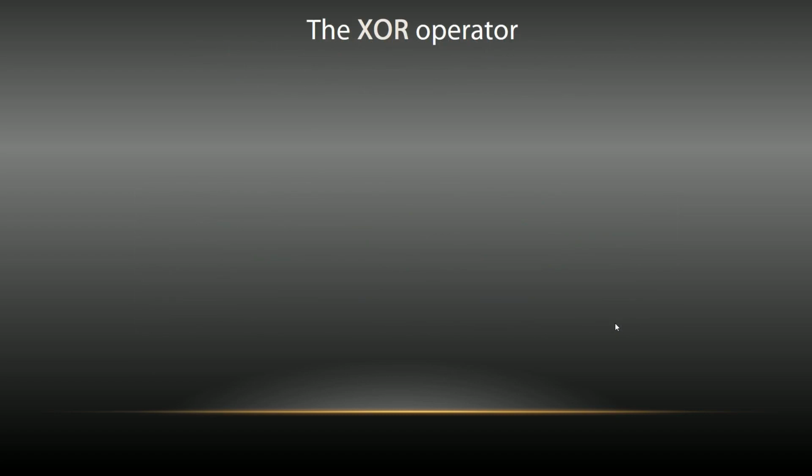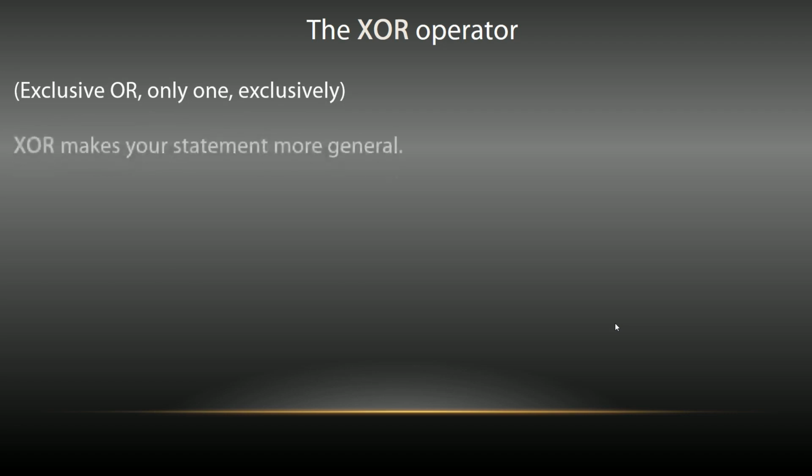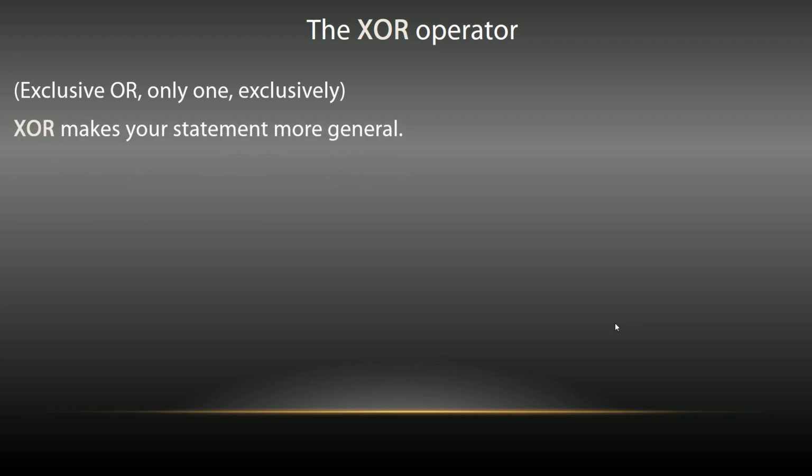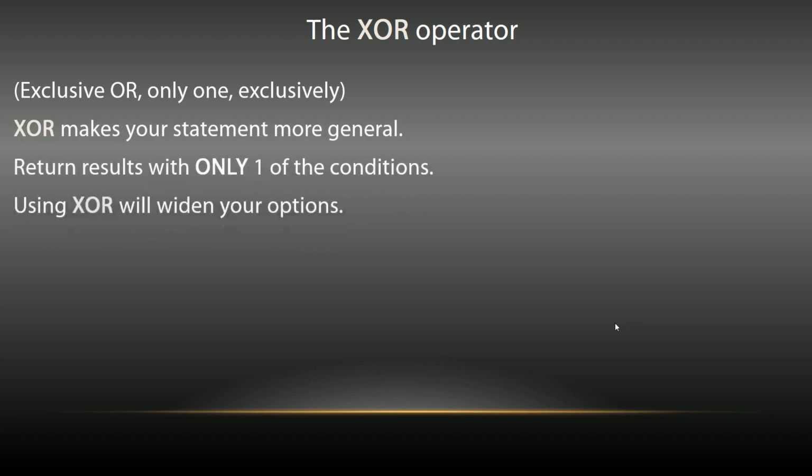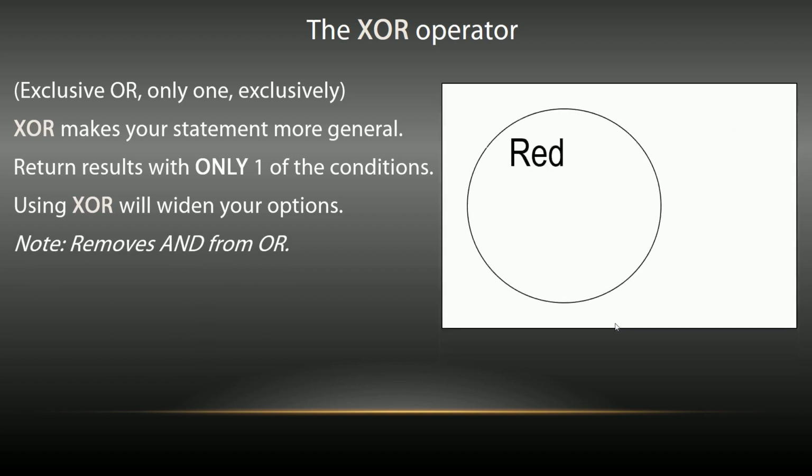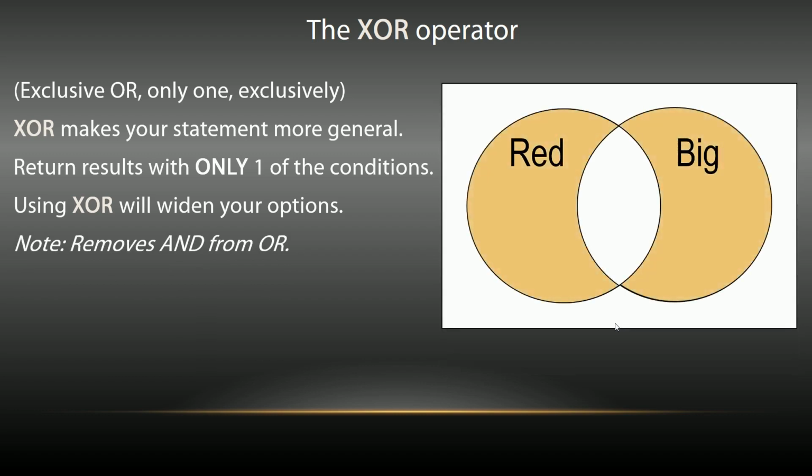If you ever need to do XOR, okay, so XOR is the same as OR, except it doesn't include both. XOR means exclusive OR, okay, so only one exclusively, so one or the other can occur, but not at the same time. And XOR makes your statement more general, so it returns a result if only one of the conditions is true. Using XOR will widen your options, okay, and it removes the and part. So if we have everything that's red and big and we use the exclusive OR, we're only interested in these crescent moon parts, not the middle part.